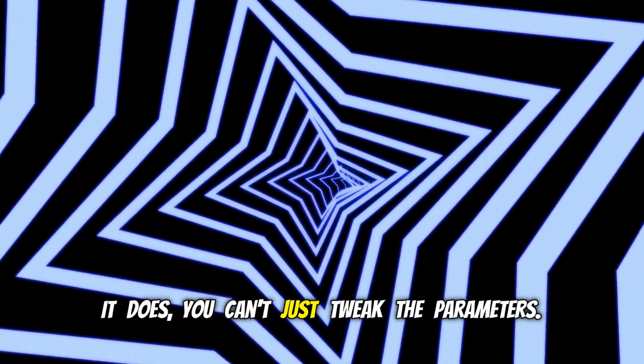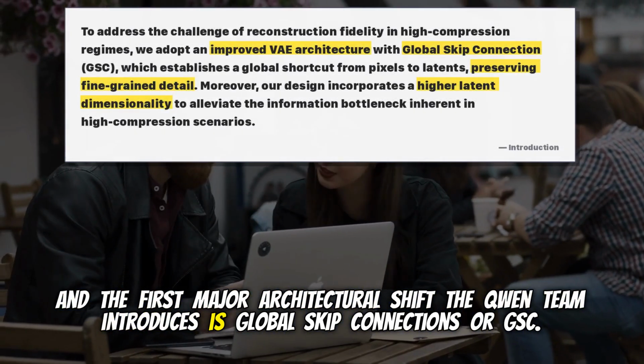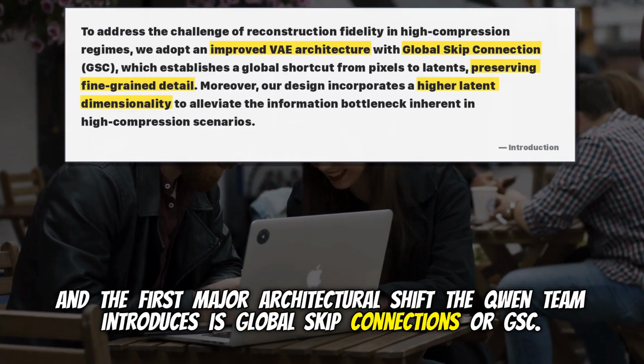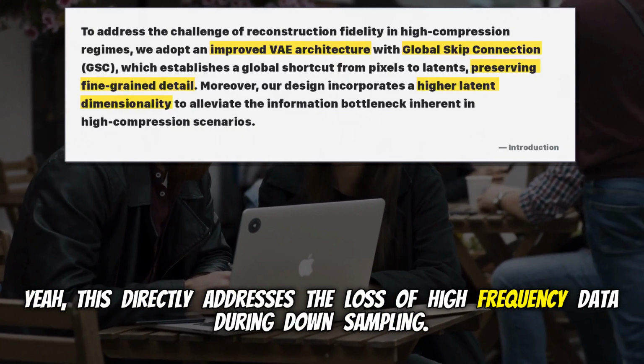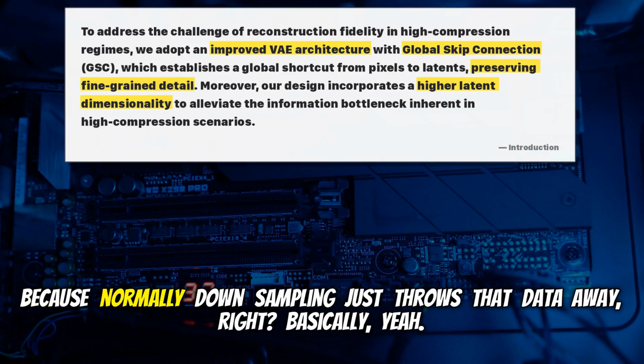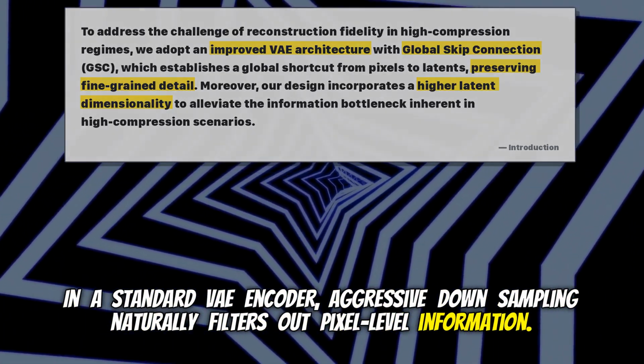It does. You can't just tweak the parameters. Right. And the first major architectural shift the Qwen team introduces is global skip connections, or GSC. Yeah, this directly addresses the loss of high-frequency data during downsampling. Because normally downsampling just throws that data away, right? Basically, yeah. In a standard VAE encoder, aggressive downsampling naturally filters out pixel-level information.